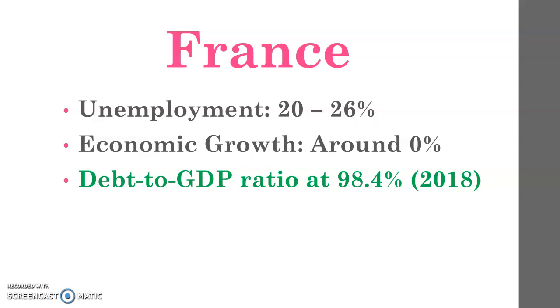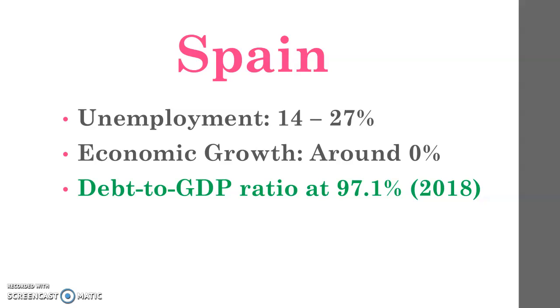France, a terrible unemployment rate, and it's been this way for a long time, between 20 and 26% since the Great Recession. Economic growth at 0%. Debt to GDP ratio, almost the same as the U.S., a little less at 98.4%. But these numbers are pretty consistent over the last several decades for not just France, but all of these European countries. Spain, 14 to 27% unemployment rate over the past 10 years. Economic growth at 0%. Debt to GDP ratio close to the U.S. at 97.1%.